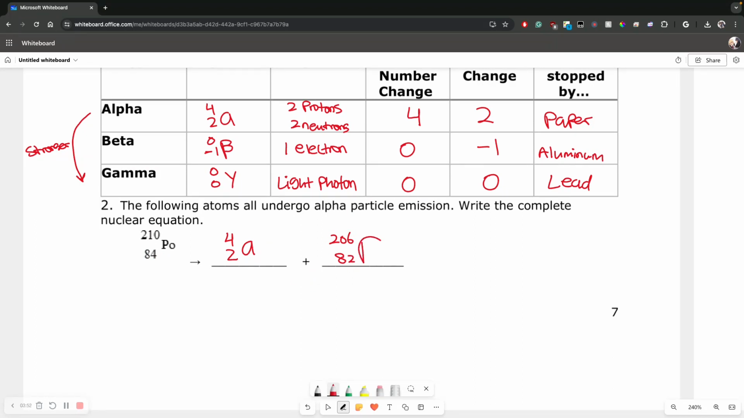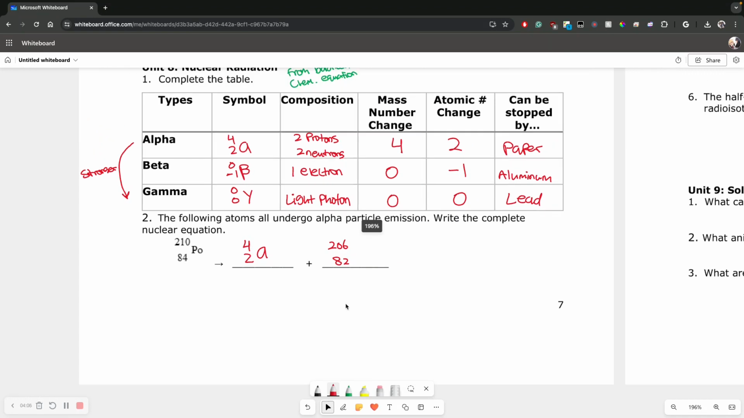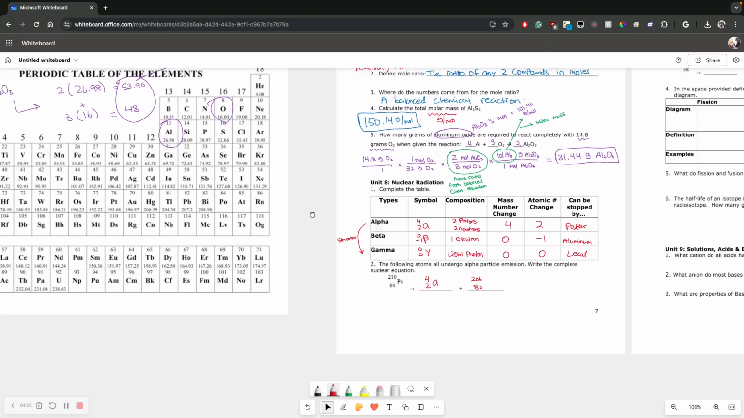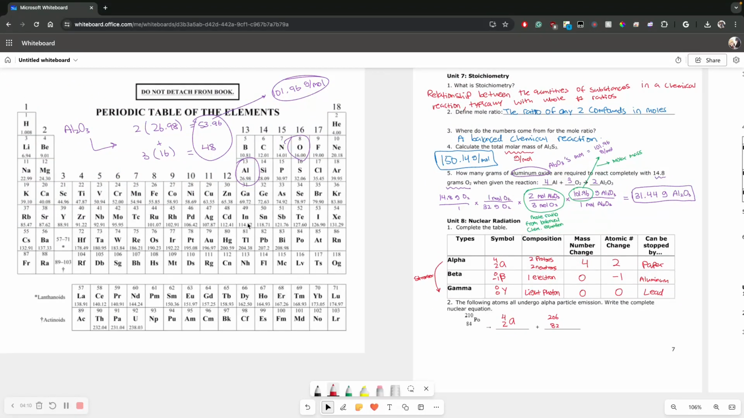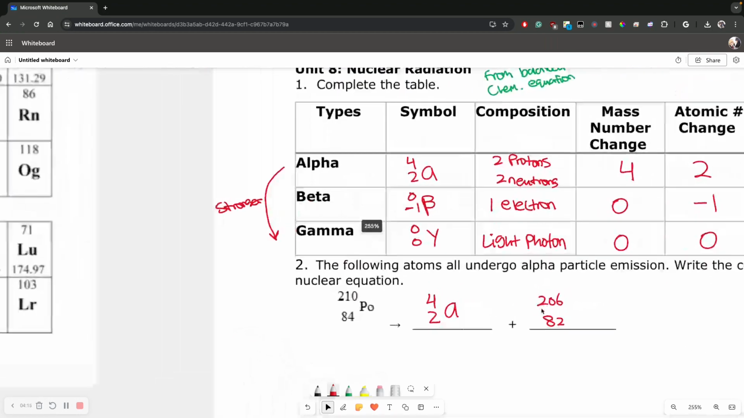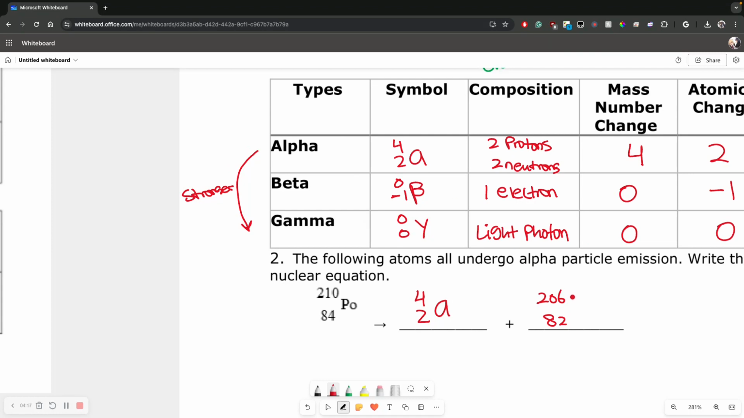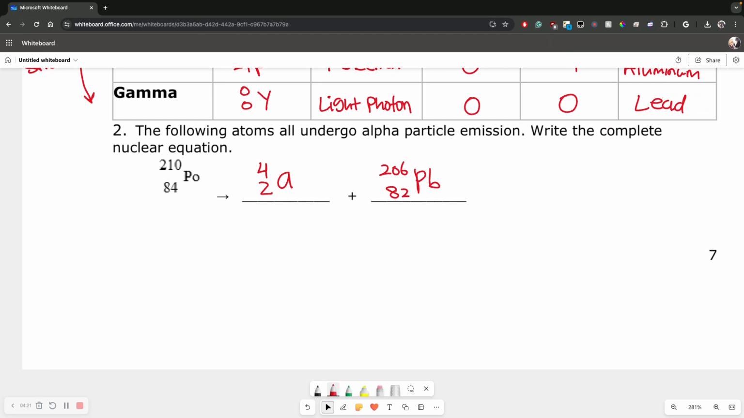And so we just need the symbol that goes there. How do we figure that out? Well, 82 is our atomic number, which is the number of protons, which corresponds to the number of the element it is. So what is the 82nd element? It is going to be lead, Pb. So we put Pb here. That is our balanced nuclear equation.